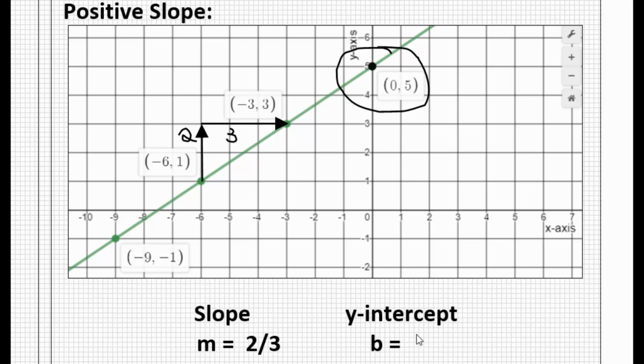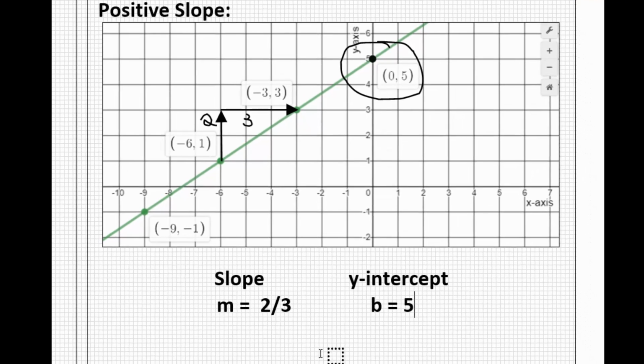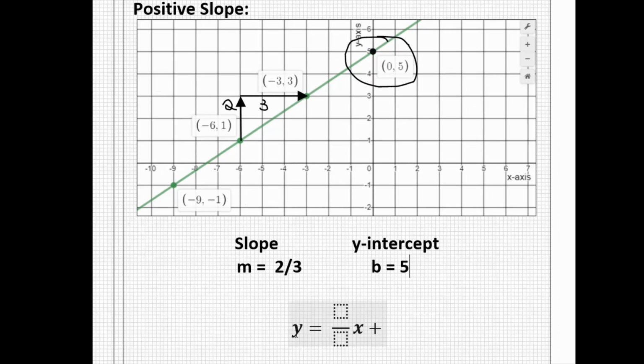So we just need to say that our y-intercept is 5. So I'm filling that in here. And now we have enough information to write our equation. We just use the y equals m, which is what this fraction bar is here for our slope value, times x plus whatever our b value is. So let's fill that in, and that's our equation. This line is written as y equals 2/3 x plus 5.